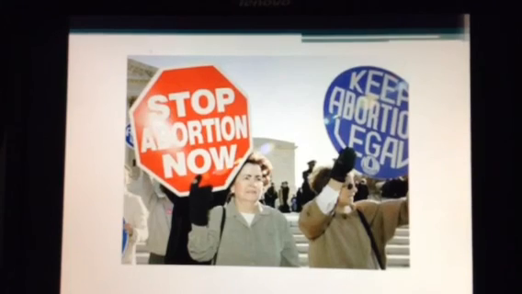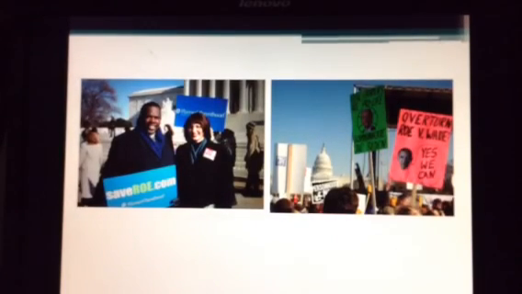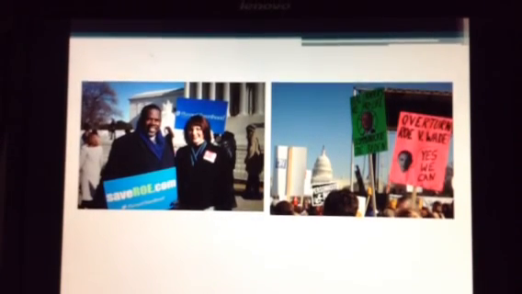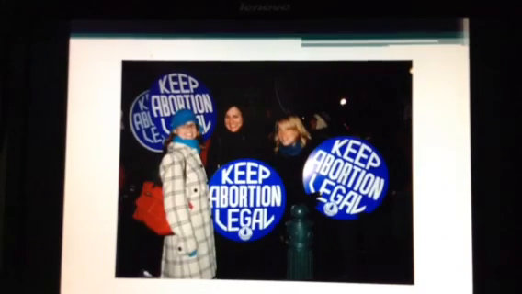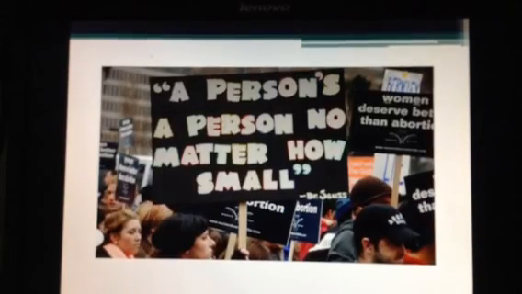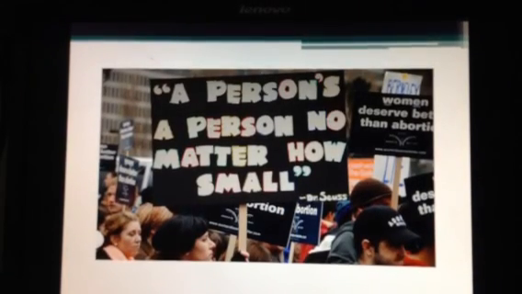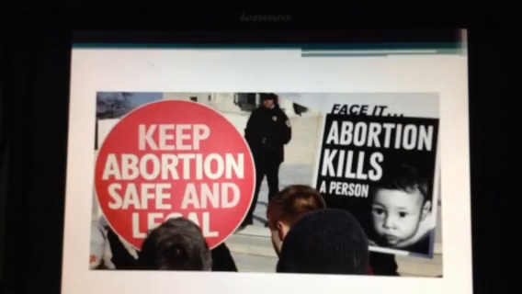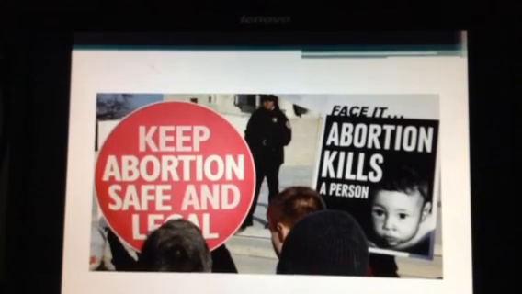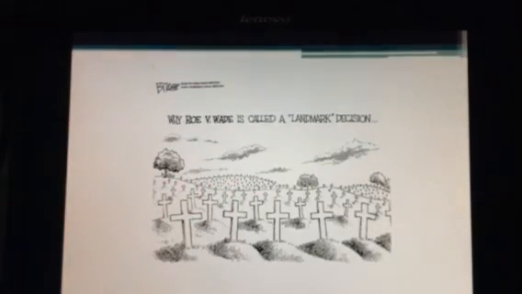Stop abortion now. Keep abortion legal. SaveRoe.com. Overturn Roe versus Wade. Yes, we can. Keep abortion legal. A person's a person no matter how small. Women deserve better than abortion. Keep abortion safe and legal. Face it, abortion kills a person.